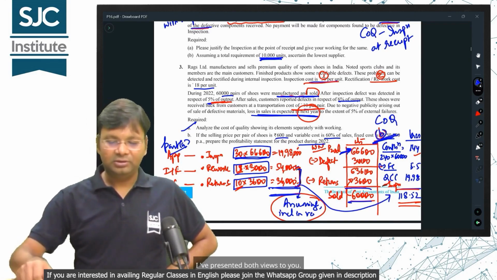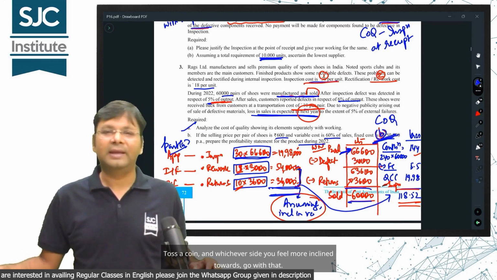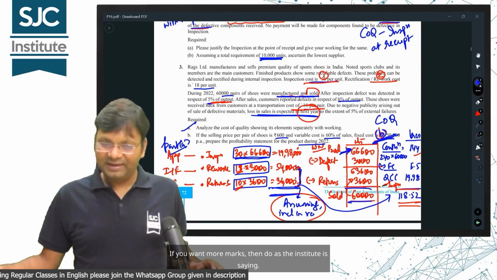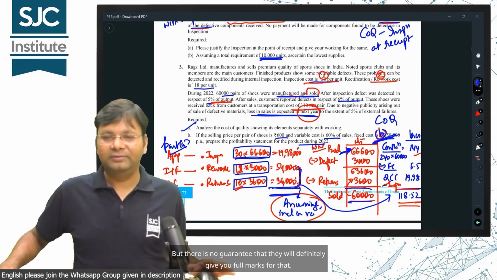I've presented both views to you. Now you have to make your own decision. Toss a coin, and whichever side you feel more inclined towards, go with that. If you want more marks, then do as the institute is saying. But there is no guarantee that they will definitely give you full marks for that.